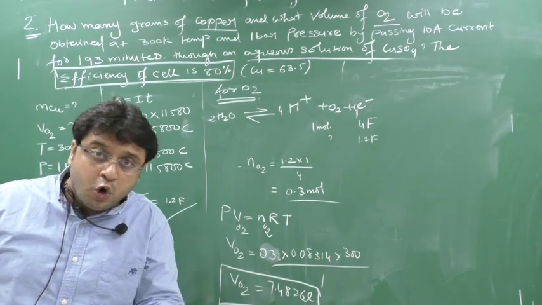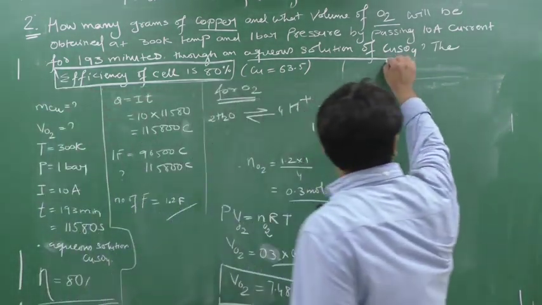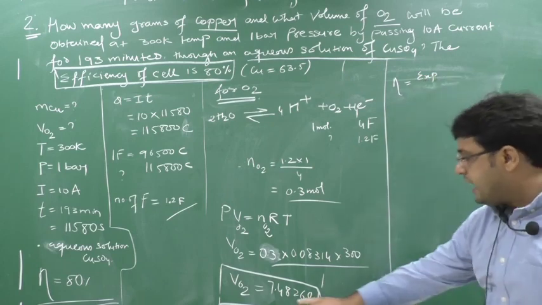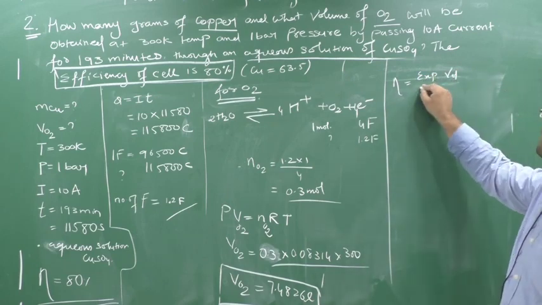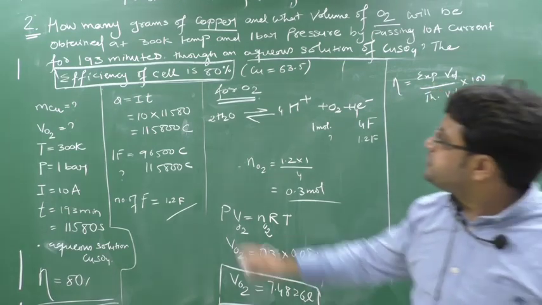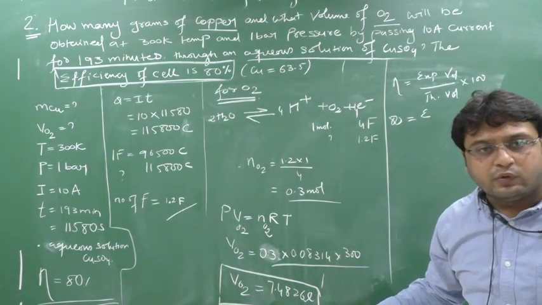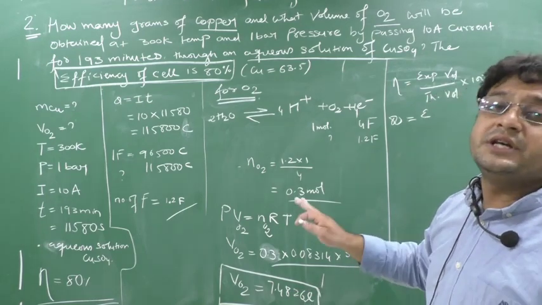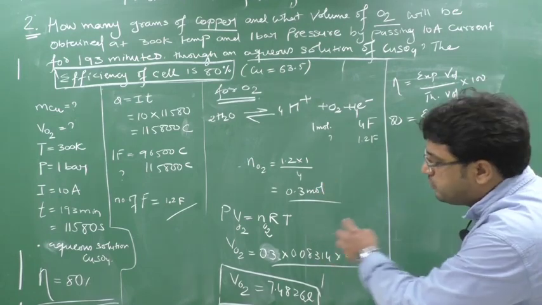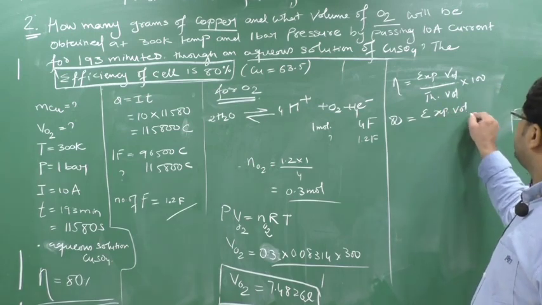Is this your answer? No. Why is this not your answer? Efficiency is given, so once more we have to use the formula for efficiency. What is the formula for efficiency? Efficiency equals experimental volume by theoretical volume multiplied by 100. How much efficiency have they given? They have given 80. This value that we have calculated, is it experimental or theoretical? This is theoretical because we are using certain formulas. So remember, whatever we calculate using formulas is theoretical, not experimental.